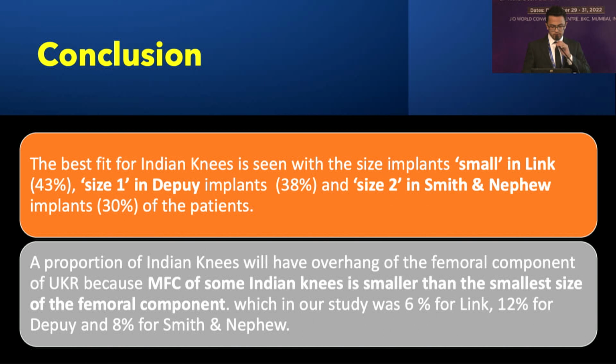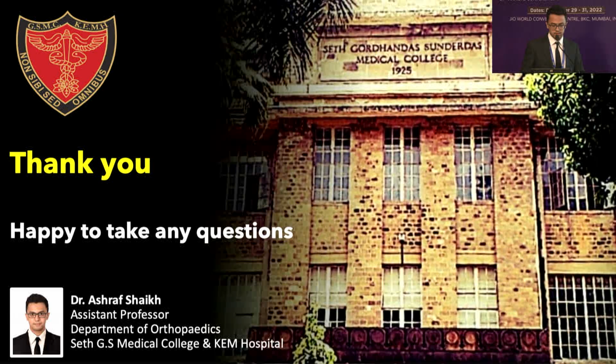In conclusion, we found that the small size in Link was the best fit for Indian knees for that company, size 1 in Depuy implants, and size 2 in Smith & Nephew implants. An important finding is that a proportion of Indian knees will have overhang of the femoral component of UKR, because the medial femoral condyle of some knees is smaller than the smallest size of the femoral component, which in our study was 6% for Link, 12% for Depuy, and 8% for Smith & Nephew implants. Thank you.